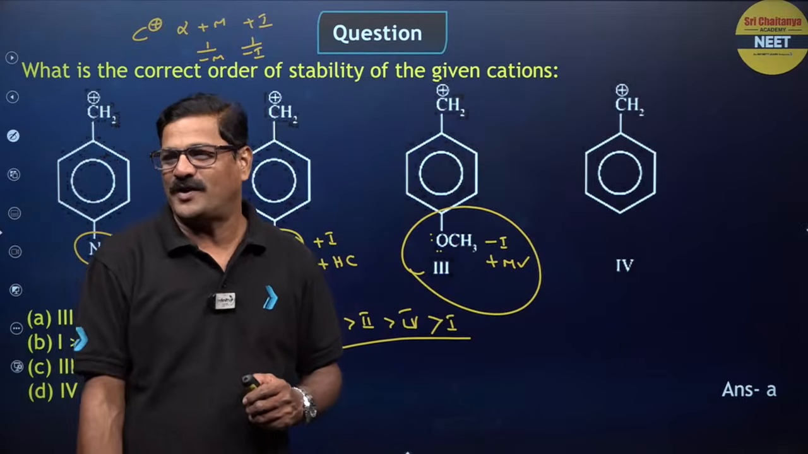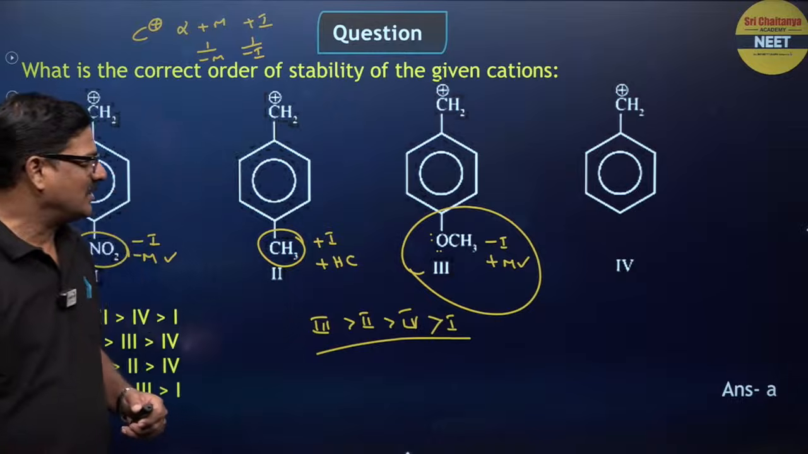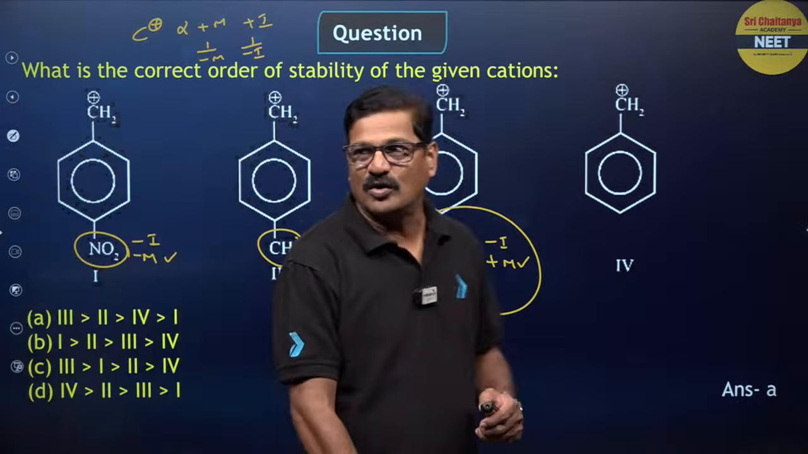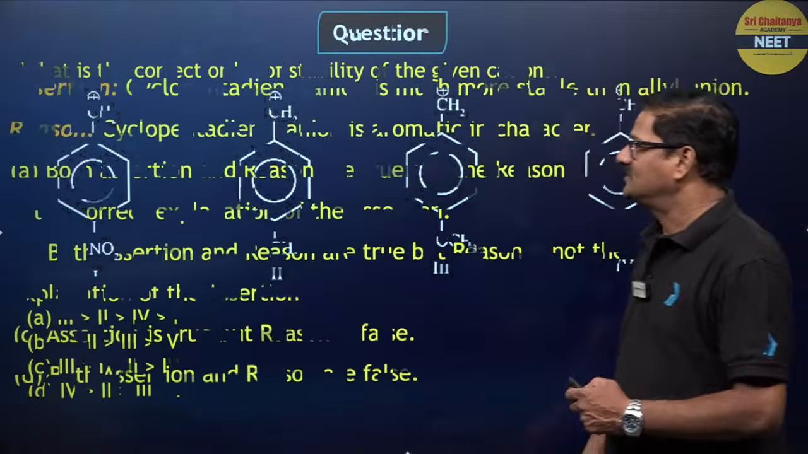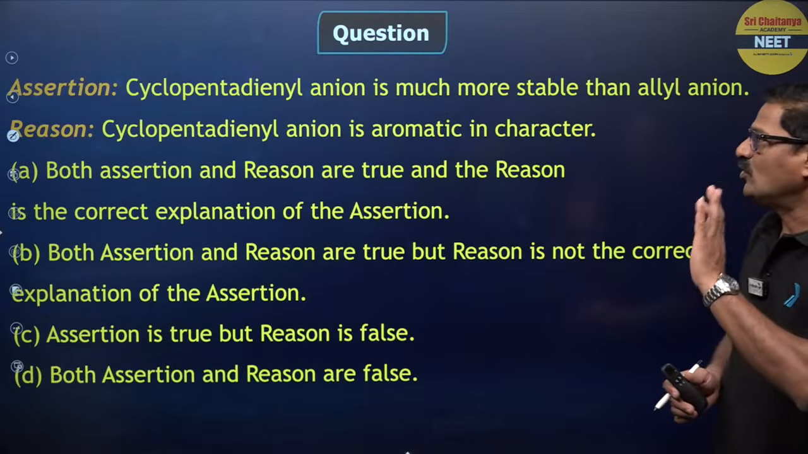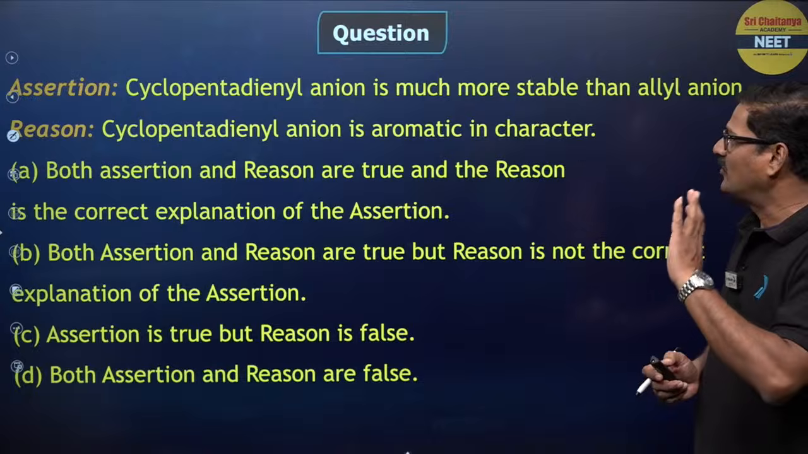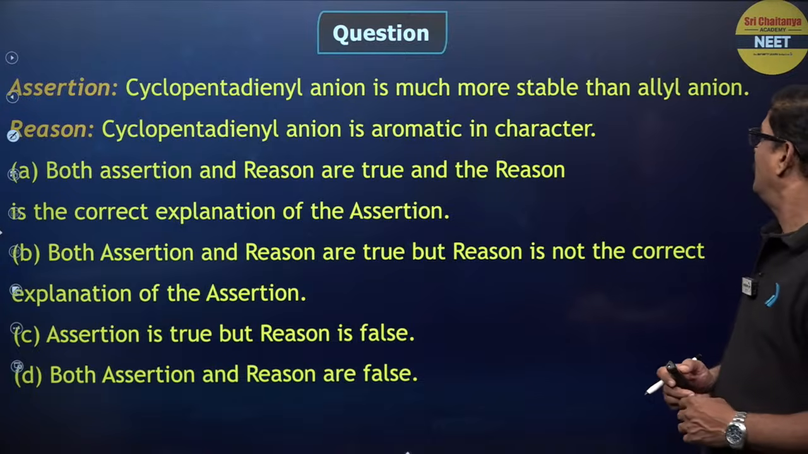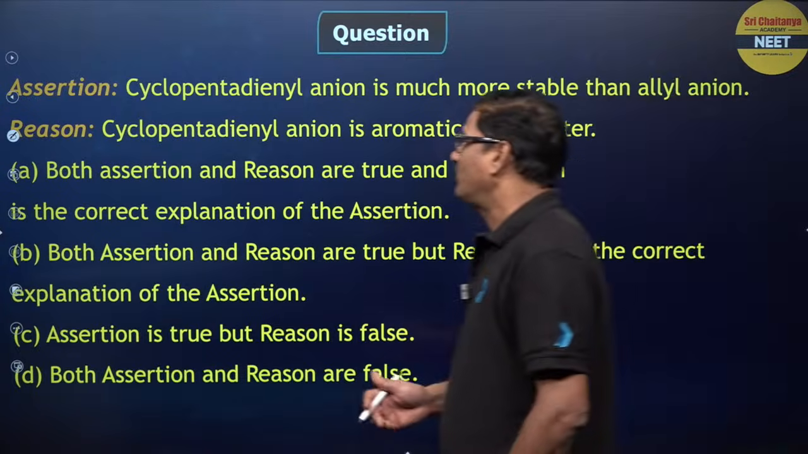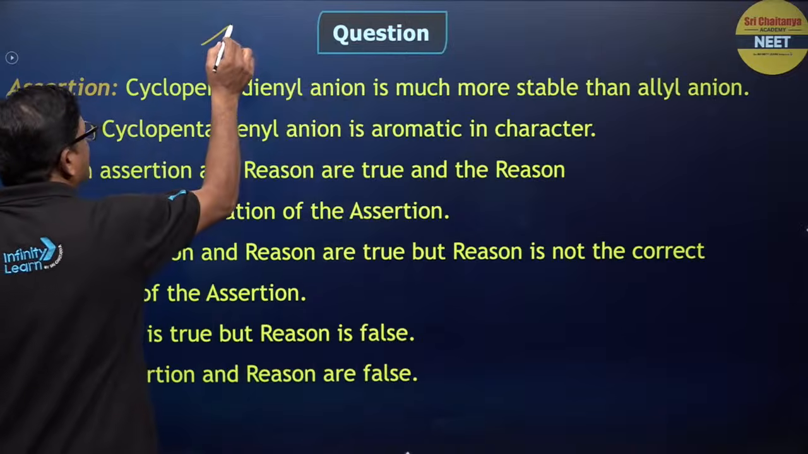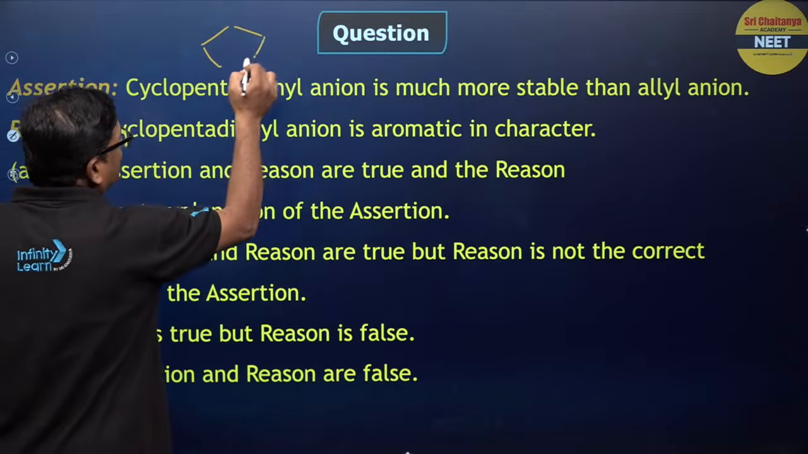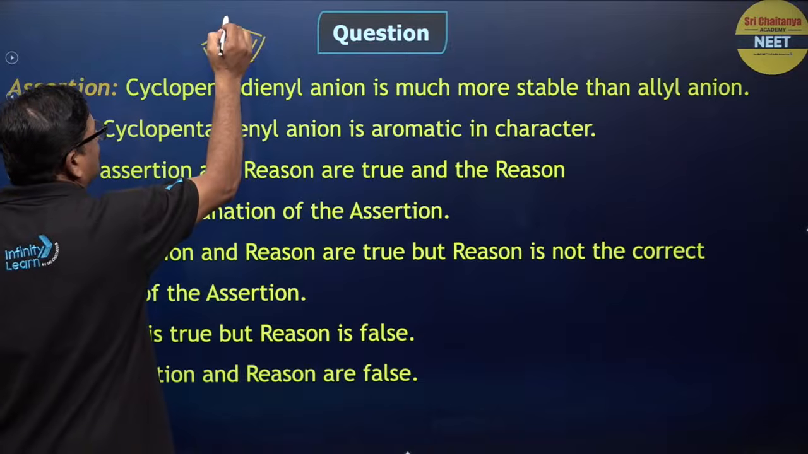Again, that's fine. In the rapid fire round, we'll see more questions here. Right. Now I just want to say cyclopentadienyl anion is much more stable than allyl anion. Yes, cyclopentadienyl anion is aromatic.